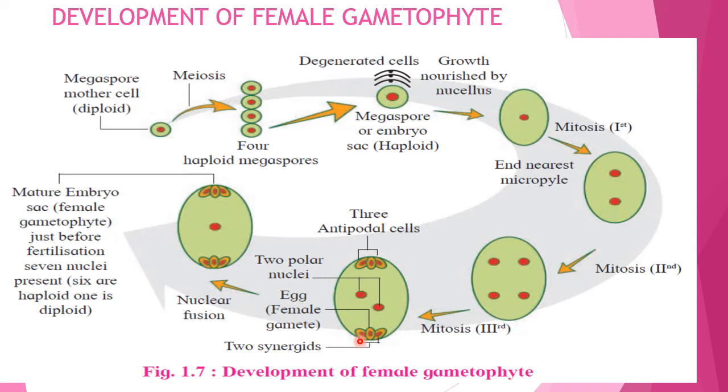So this filiform apparatus will be helping fertilization. They will drive the male gamete when it is entering. They will drive the male gamete towards the egg cell. So that way synergids help in fertilization.